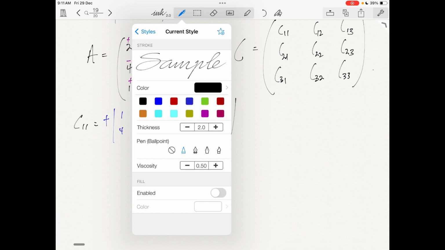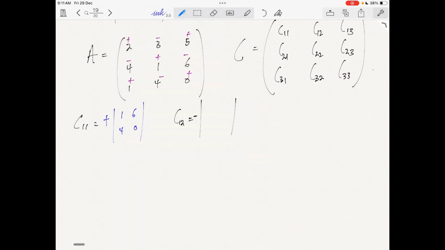Now, for that case, if we take the horizontal and the vertical, we will be left with 4, 6, 1, 0. Now let's evaluate C13. Take 5, that's A13, the element on the first row and third column. Strike out the horizontal and also the vertical. We'll be left with 4, 1, 1, 4. And the sign is what? It's positive, sorry. We have plus 4, 1, 1, 4.